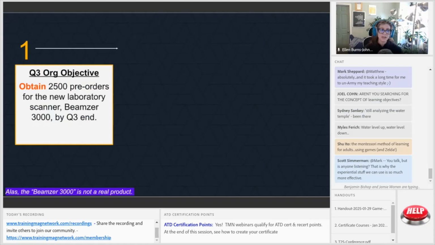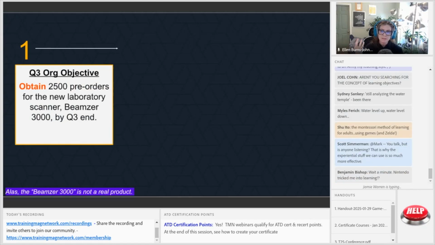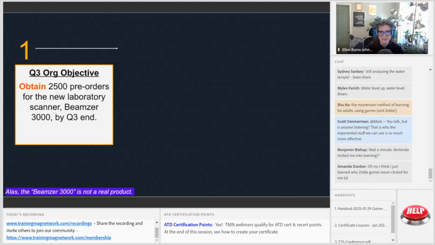Okay, so let's look at how we can use the taxonomy as a lens that will help us connect the different sides of this triangle, right? We have the business needs on one end, we have the gameplay on the other end, and we need to make sure that there is alignment in the learning application in the middle. Okay, so here is a quarterly business objective from a fictional manufacturer of laboratory equipment. There is no actual product called the Beamser 3000, alas.